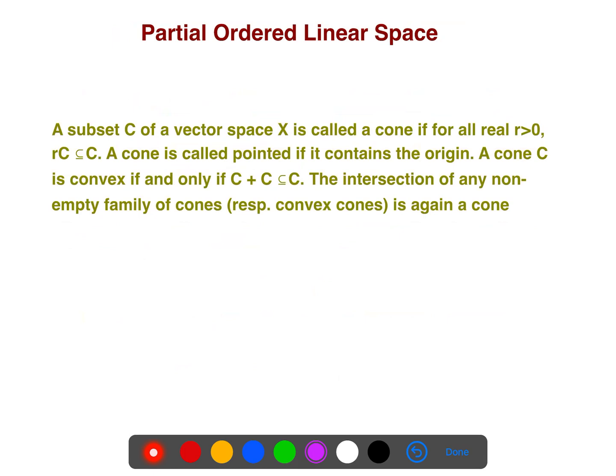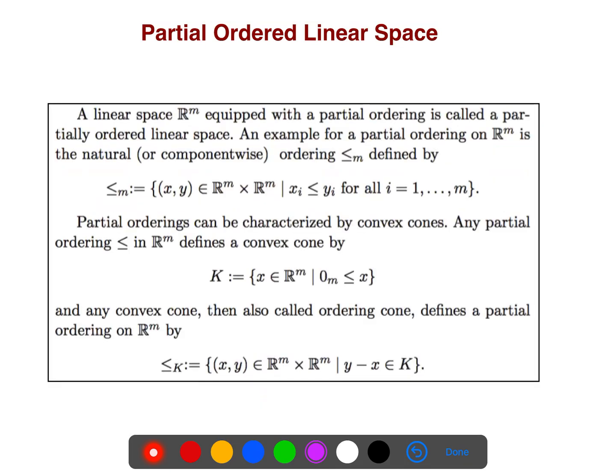So a subset K of a vector space is called a cone if for all real r, rK is inside that cone. It is pointed if it just includes the origin. And a cone is convex if this relation holds. And the intersection of any non-empty family of cones is again a cone. A useful property.